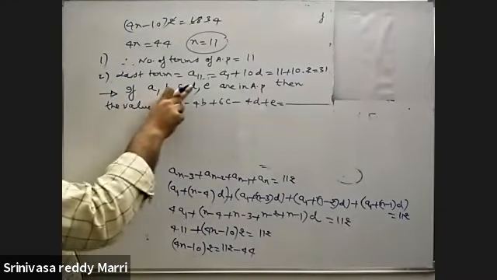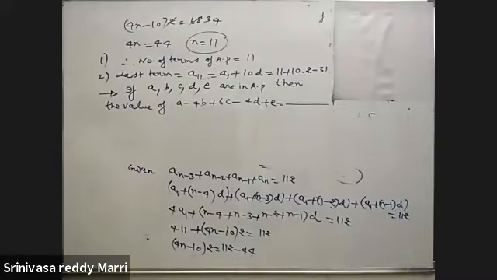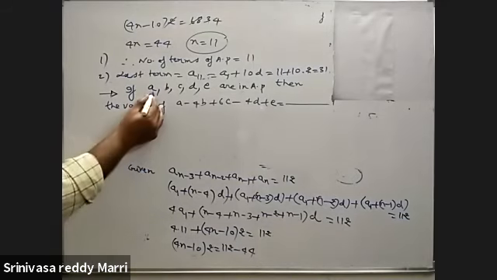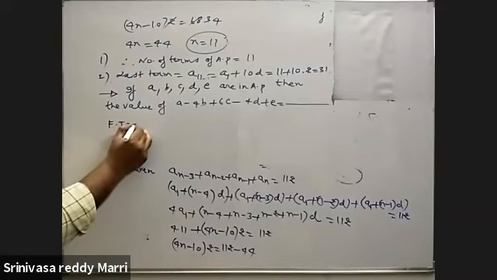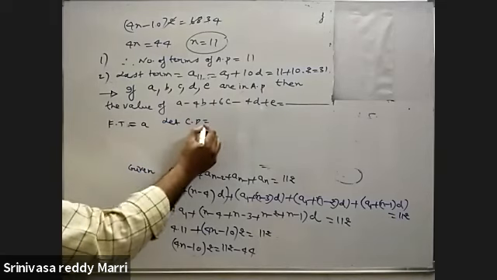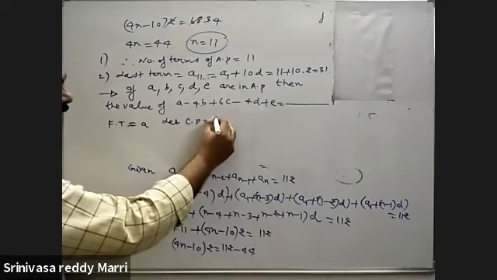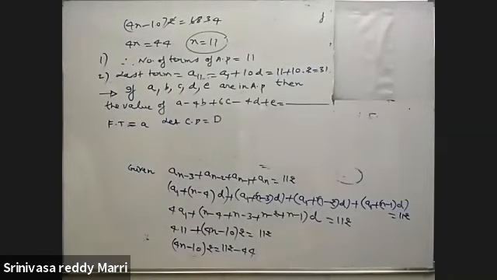So these 5 numbers are in AP given. Then you have to find the value of this one. Look at how the approach will be. So now you know the first term here. First term is what? A. Now assume the common difference equal to capital D, because already D is there here. That's why I have taken common difference equal to capital D.